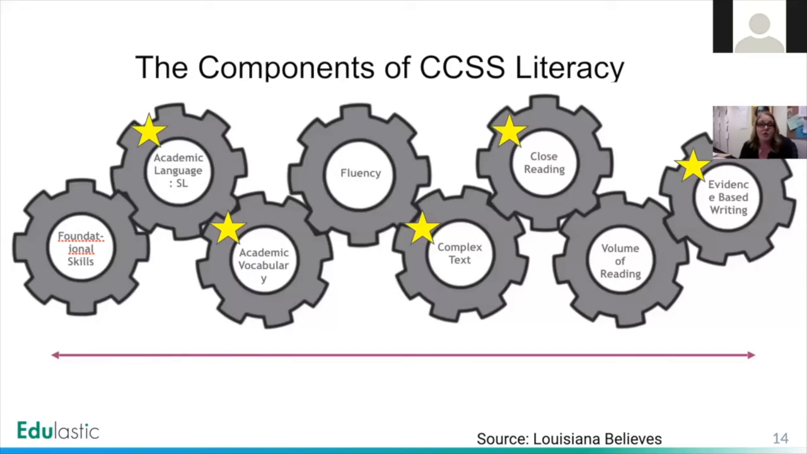Edulastic does do close reading with the passage set questions, and then the evidence-based writing. And with the evidence-based writing, there are rubrics that you can use to grade and score your writing, which is very helpful, because I pull the rubrics that are on the state test and put them into my Edulastic, and that's how I grade my students, so that by the time the state test comes, they're very comfortable with that rubric.